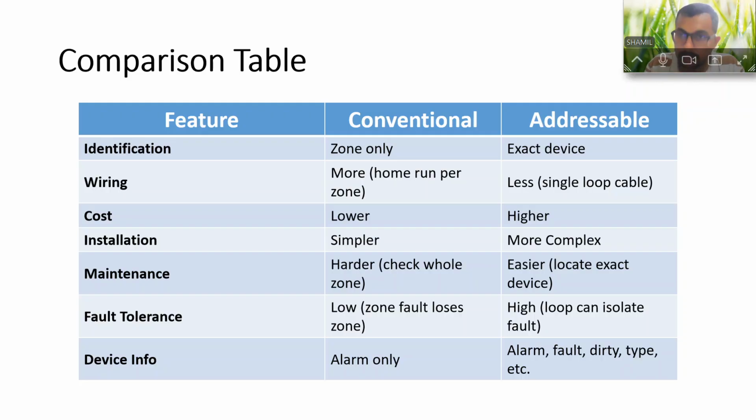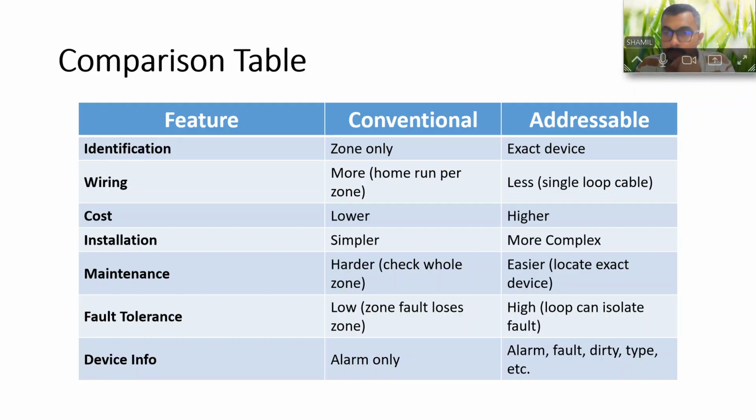So if you see as a whole, this is the difference between the addressable and conventional. Okay, so we have discussed the identification part. We have discussed the wiring part. So wiring-wise, addressable is easier and uses fewer cables when compared to the conventional. Cost-wise, addressable is expensive when compared to the conventional system. Installation-wise, addressable is more complicated when compared to the conventional system. Maintenance-wise, the addressable system is easier than the conventional system.